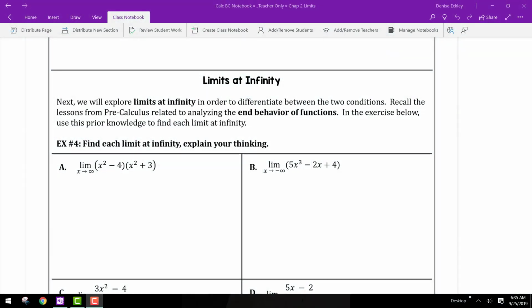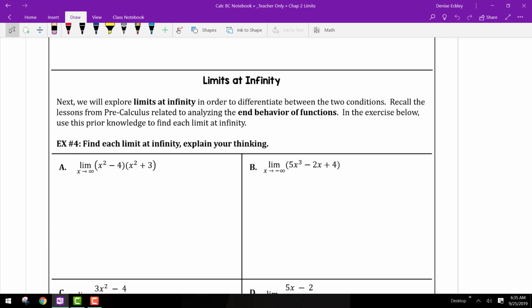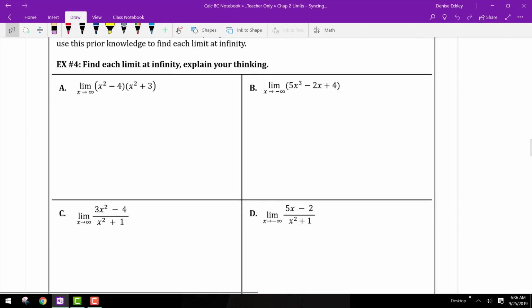In video 2 of lesson 7, we're going to explore limits at infinity. Video 1 did infinite limits. So we're going to explore limits at infinity in order to be able to tell between the two conditions. And recall from pre-calculus when we talked about end behavior. That's what this first exercise is about, talking about end behavior. So let's go through a few of these together, and we'll see where we're at.